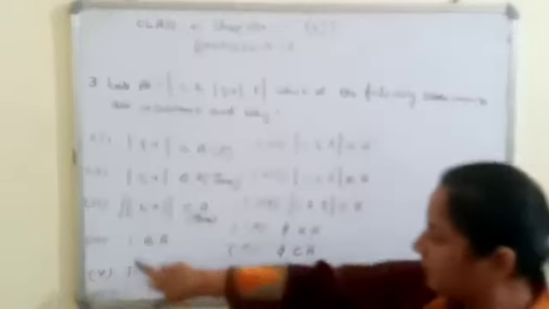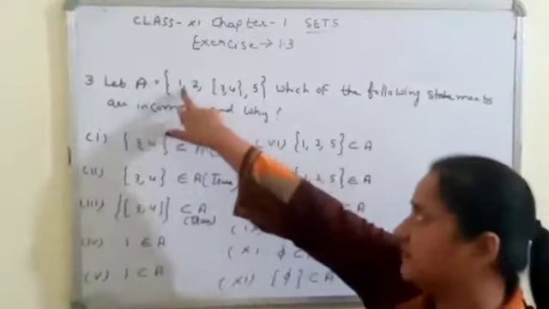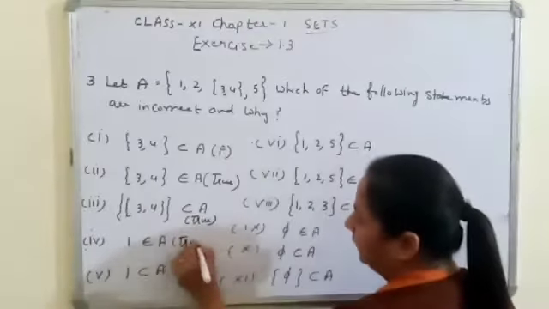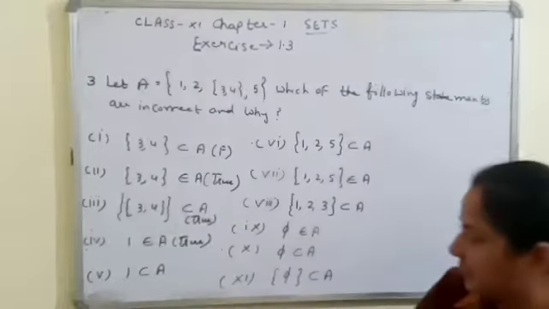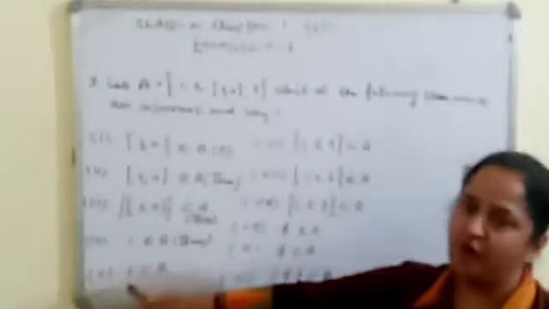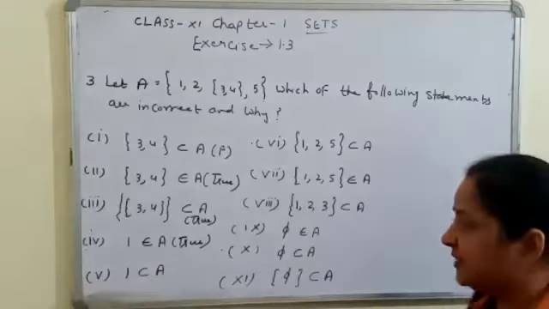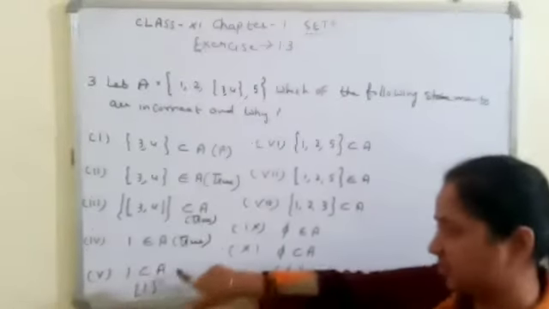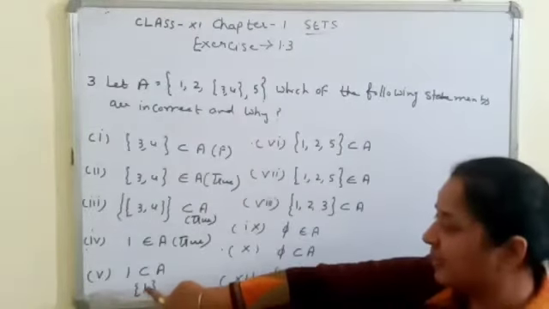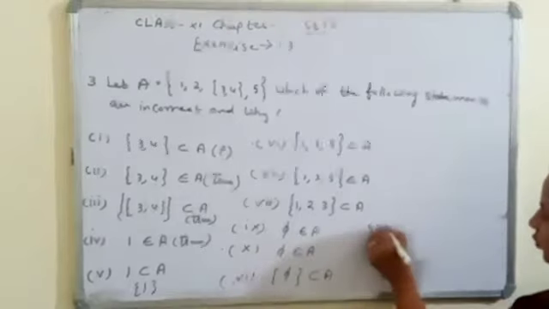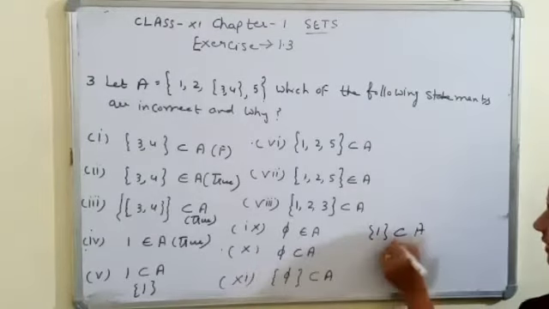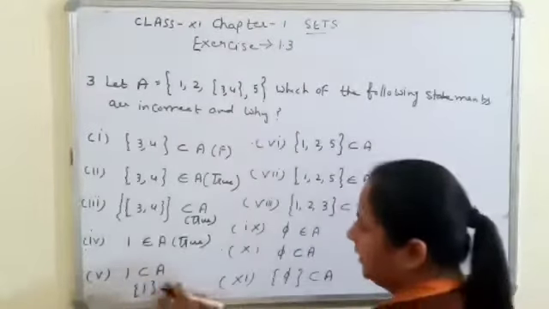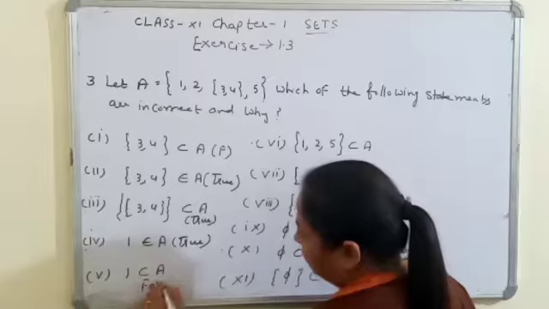Fourth, 1 belongs to set A. Check the element. Yes, element 1 belongs to set A. So this is also a true statement. Fifth one is 1 is a subset of set A. 1 is not in the form of a set. If 1 were a subset of set A, then we would write it as {1}. If this statement were given to us, then we could say it is right. But here 1 is not in the form of a subset, so it's a false statement.